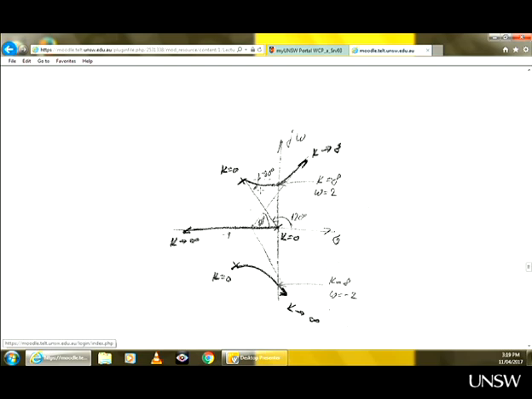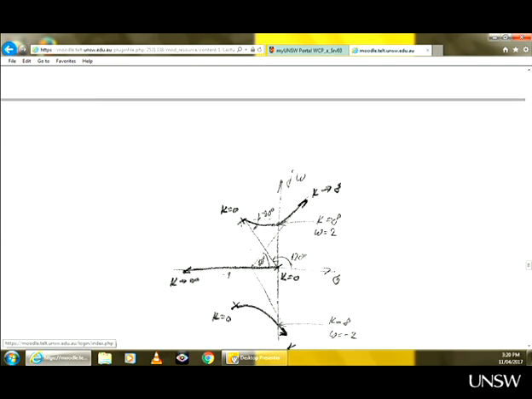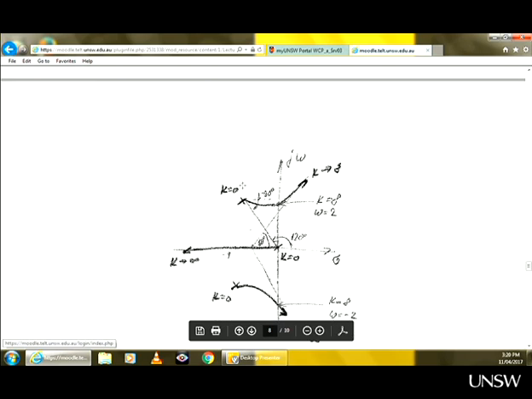Okay. So departure angles. If you want the departure angle from this pole, we need to connect it with all other poles and zeros. But there are only 2 other poles. One is here, and the other one is over here. The angle here is 90, because they are complex conjugate poles. They have the same real part. So this is 90 degrees.